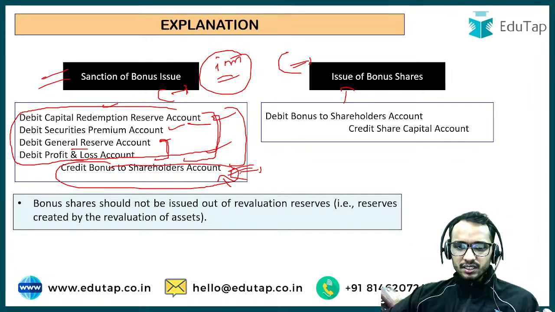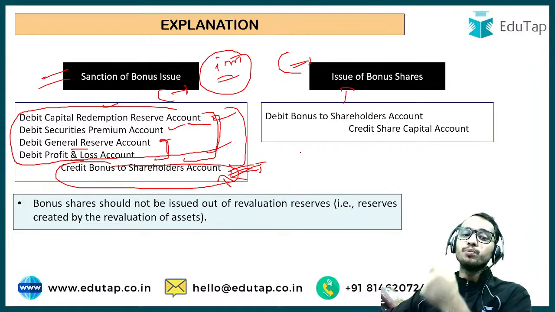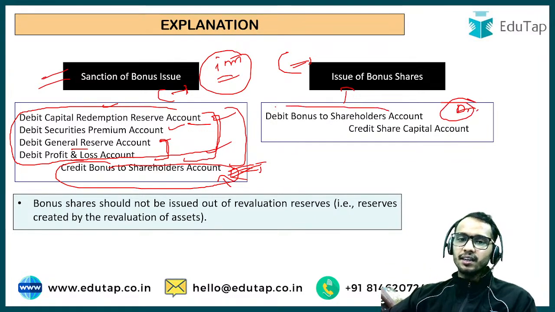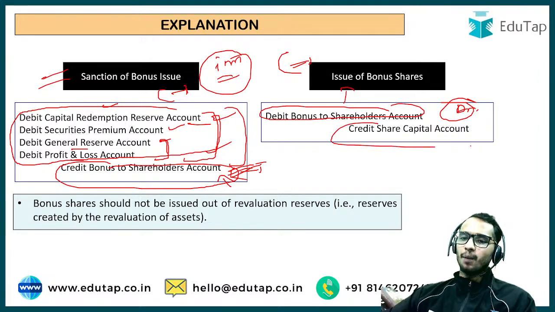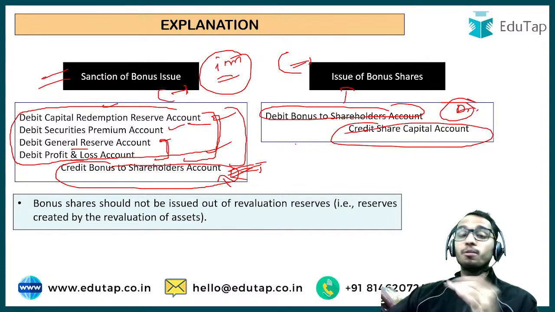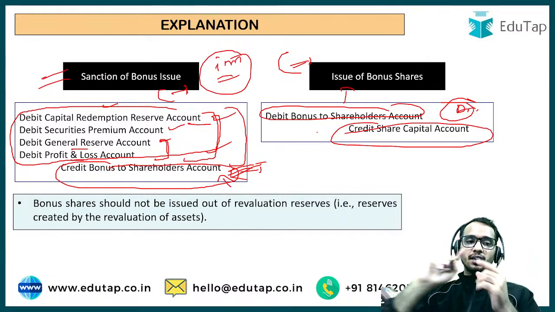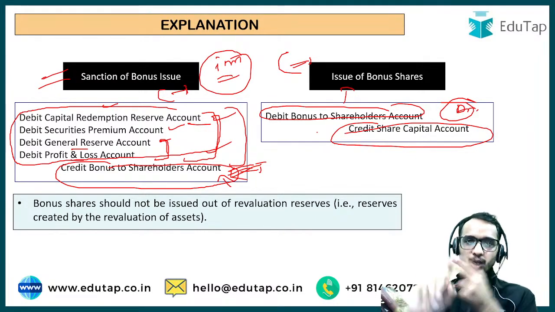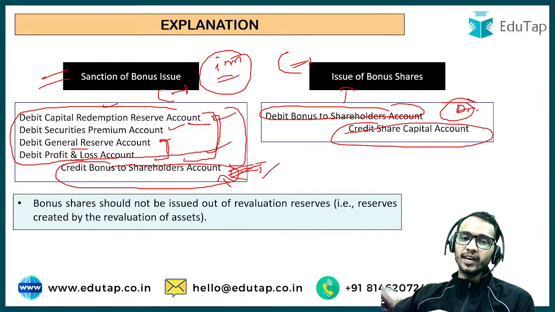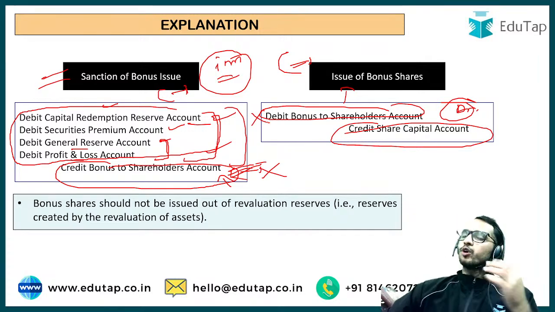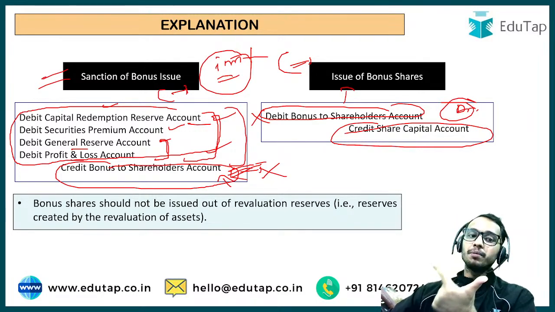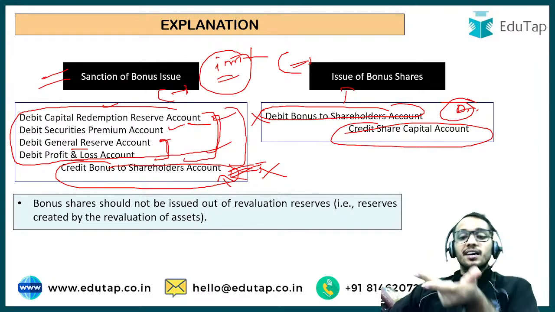This account, this credit bonus to shareholders account will be cancelled. It will be debited, right? And you credit your share capital account. There is a shortcut entry for that as well. When you combine these two accounts, what will be the entry? Direct, you can do what? Debit capital redemption reserve account, debit security premium account, debit general reserve to share capital, because this account is going to get cancelled anyways. So by combining these two entries: capital redemption debit, security premium account debit, general reserve debit, credit to share capital.